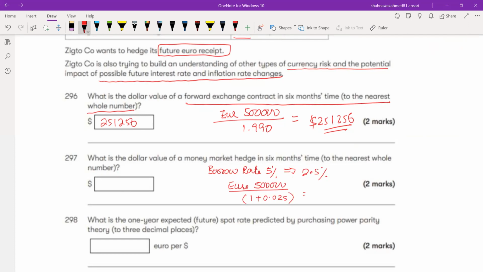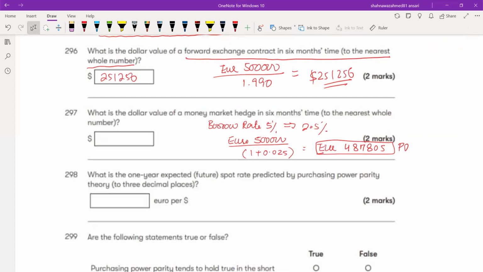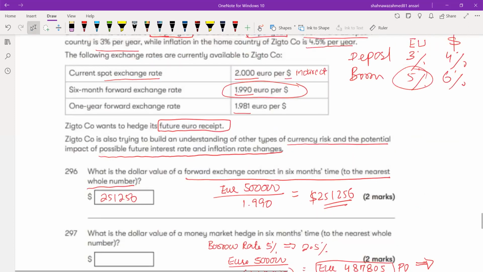So it's euro 487,805. This is the present value. My first step is to borrow the appropriate euro now, and I have to convert this into local currency using the spot rate.